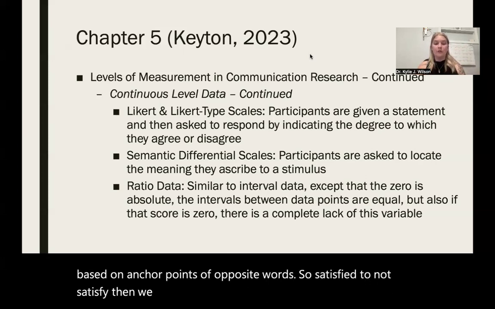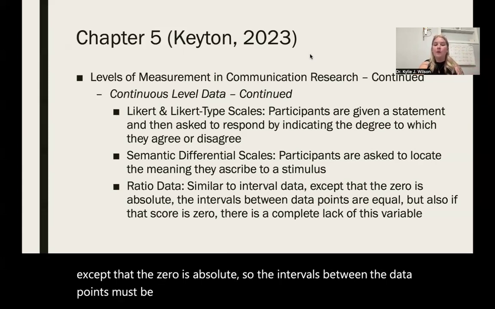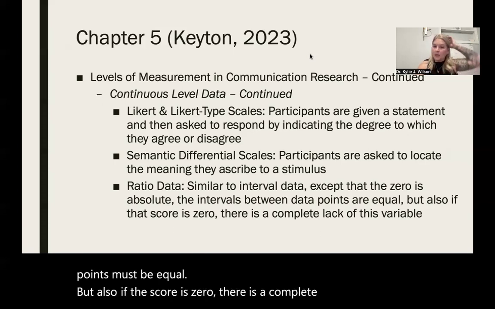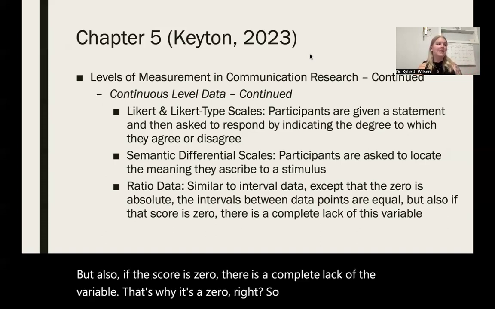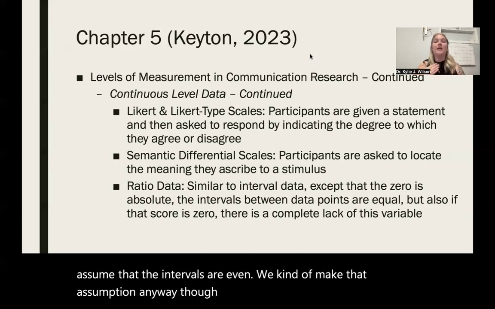Then we get into ratio data. And ratio is similar to interval, except that the 0 is absolute. So the intervals between the data points must be equal. But also, if the score is 0, there is a complete lack of the variable. That's why it's a 0, right? So interval data doesn't assume that the intervals are even. We kind of make that assumption anyway, though, but ratio data, the intervals must be equal. That's kind of the difference there.